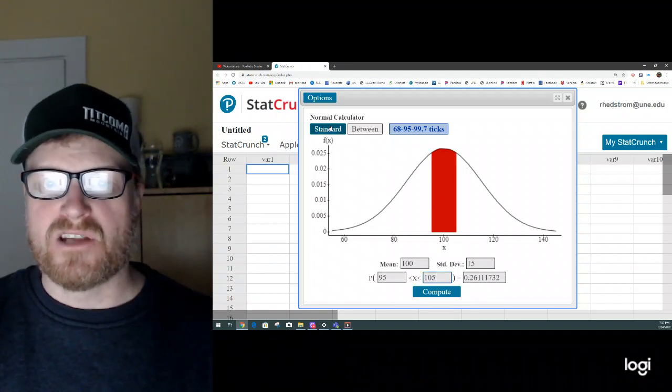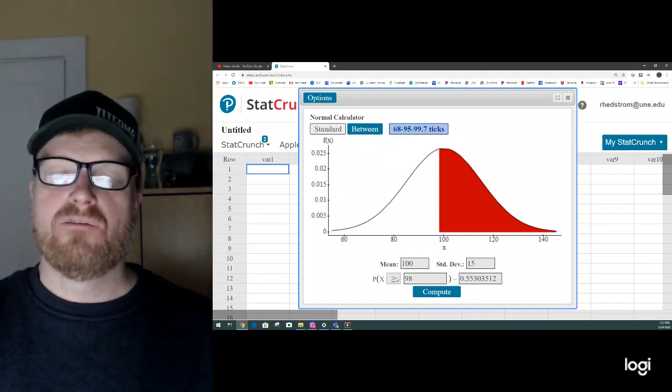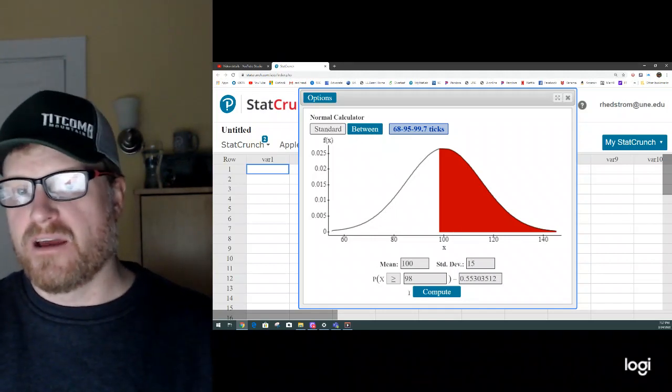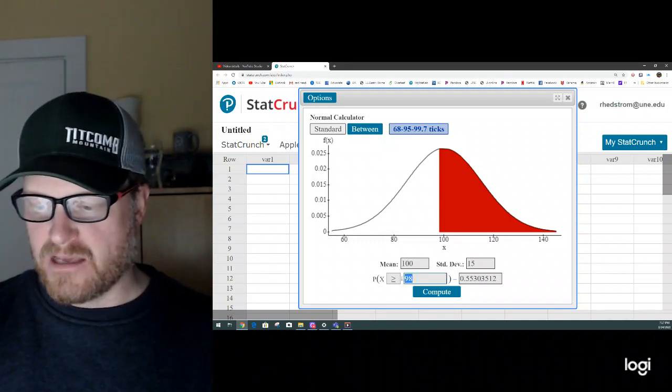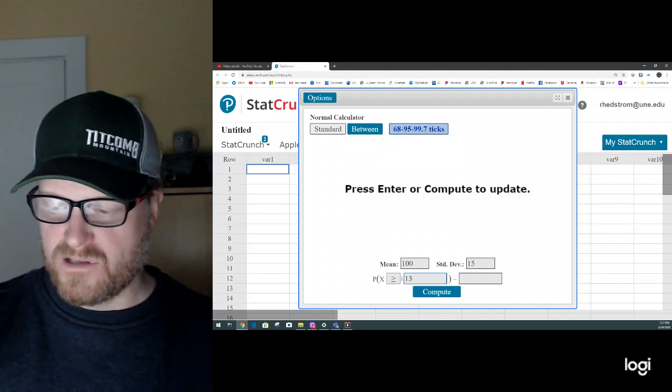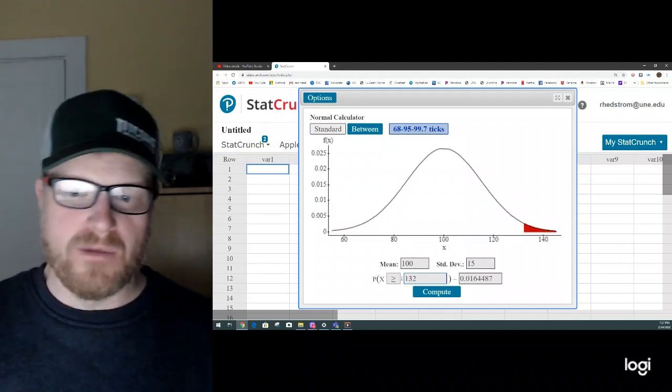We can go back to the standard normal probability distribution, the standard calculator. If we want to know values just simply greater than or less than in here, we can ask what's the probability somebody has an IQ of greater than 132. And that represents 1.6% of the population.